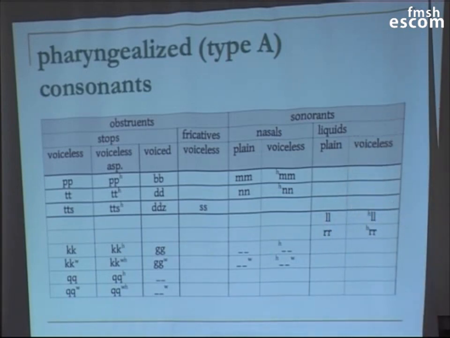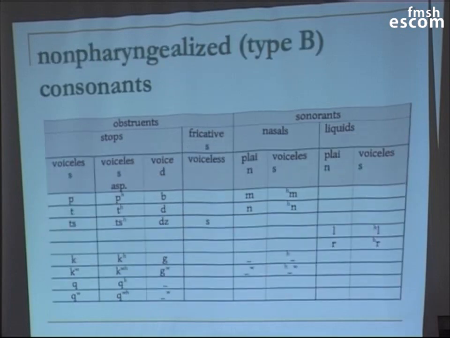Now, type B is exactly the same. No difference except non-pharyngealized. All right, so that's 68 consonants, to make exact numbers. Okay, so that was the C1 position.